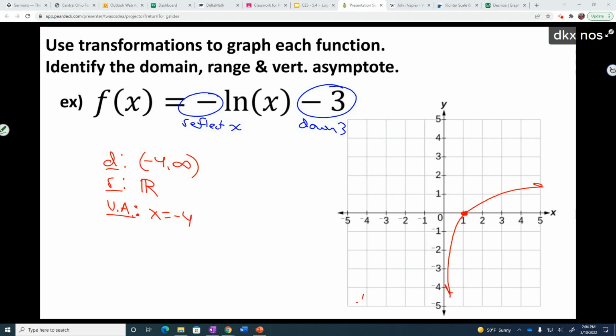So then we get our function reflected over the x. So this is going to go down, and this one goes up. Reflected. And then we also have to go down 3. So here's our spot. Down 3. And go like that.